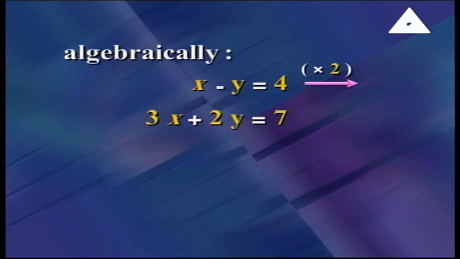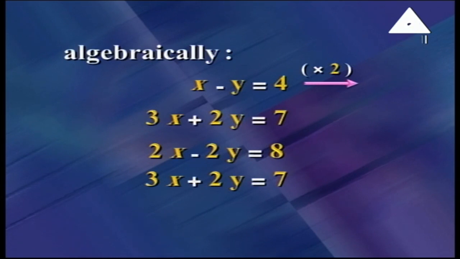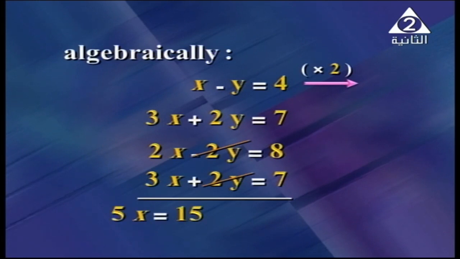So by multiplying the first equation by 2, you are going to find that it will be 2x minus 2y equals 8. And the other equation is 3x plus 2y equals 7. By adding these two equations, you are going to notice that negative 2y, positive 2y will be cancelled together. Then after adding, you are going to find that 5x equals 15. In this case, we can find that the value of x equals 3.